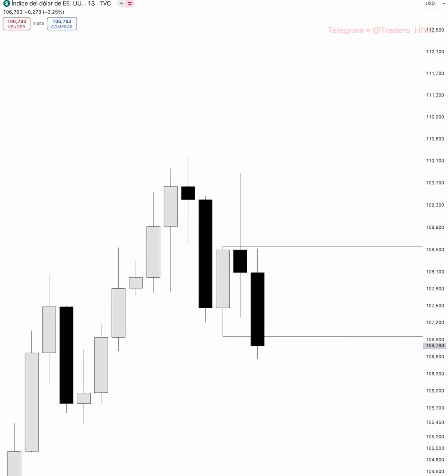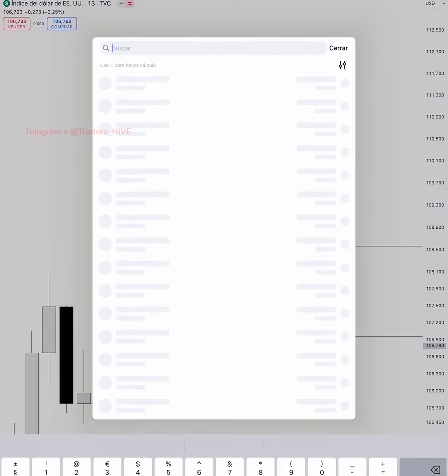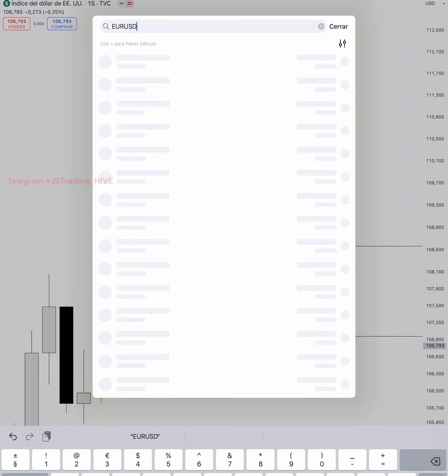So this was the idea that I used to capitalize on my DXY analysis by trading euro. Now let's go and see the euro chart.